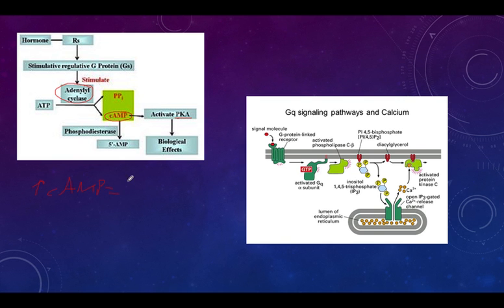Just keep in mind, things to remember, anytime you see an increase in cyclic AMP, think increase in calcium. And that's not always a hard and fast rule, but it'll help to remember because we talk about the different muscle types. Remember, calcium means contraction.